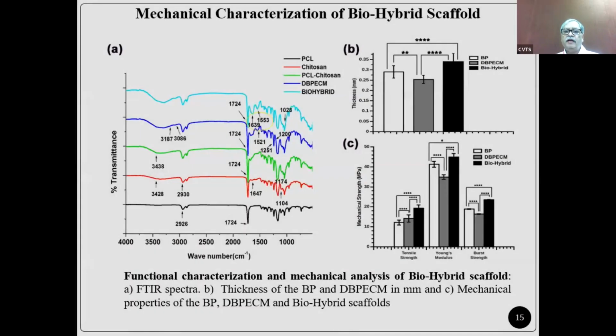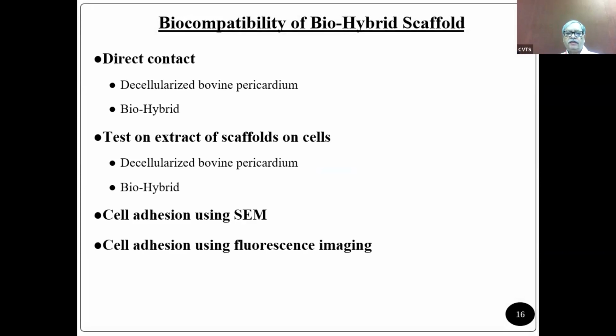We also do FTIR to see whether the bonding is attached or not, because attachment is very important. With the blood flow, it should not go out of the scaffold. And then we also see the mechanical strength. You can see here the mechanical strength of this biohybrid and the control is more or less the same or higher in this case also. So you can see these are all properties. What we have done is stabilize and give more mechanical strength to the pericardium when we attach the polymer. And then biocompatibility also, we see that they should do that.